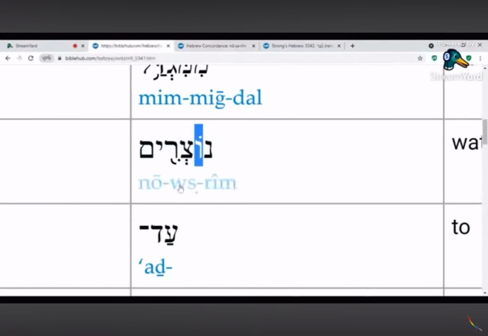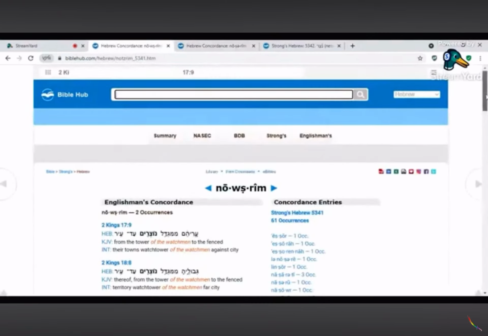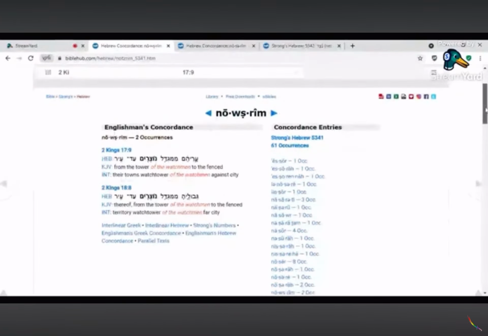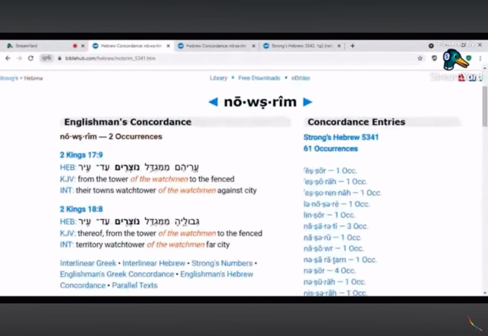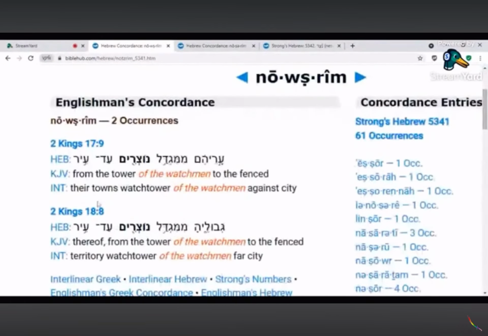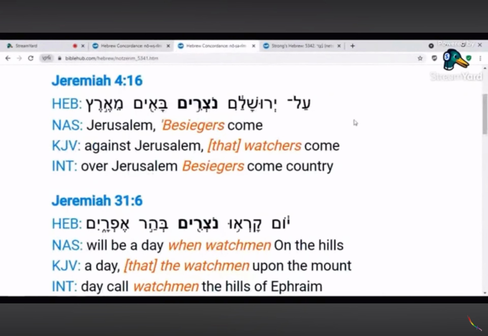I think that the Strong's Hebrew Concordance doesn't actually distinguish between the two words. It doesn't recognize the distinction between the two words. This is Strong's Hebrew Concordance. It's word number 5341, and they also include this as 5341 too, but it's not the same word.